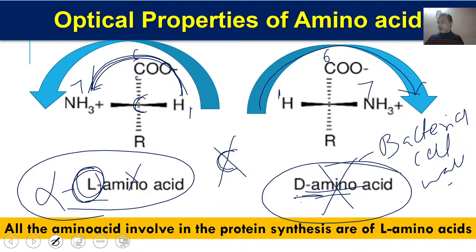So all the amino acids which we use in protein synthesis are alpha L amino acids. We are not going to use any D amino acid for protein synthesis except glycine, because glycine does not have an L form or D form. Otherwise, the other 19 amino acids are used only as the L type.